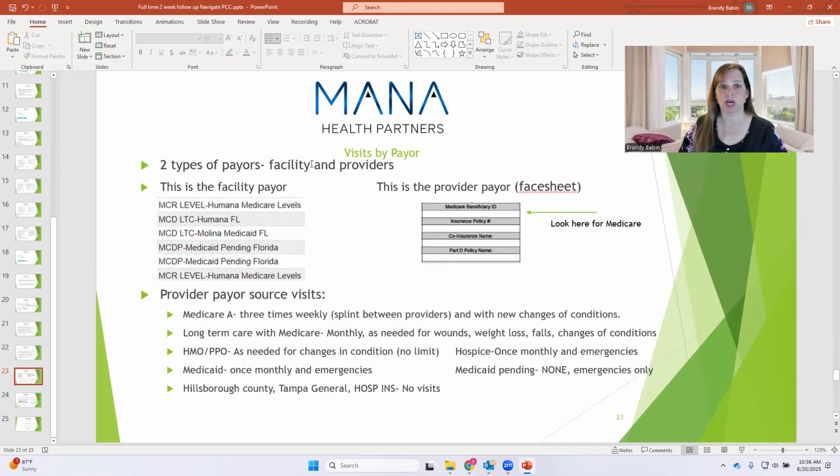Super important on this, visits by payer. There are two types of payers, and it used to be simple. I would tell you that this is the facility payer and this is the provider payer. So you're going to want to look at the Medicare beneficiary number. That's how you know if they have Medicare or not. Medicare A, Medicare B, that's their Medicare number. This is what they're getting paid for from the facility. That does not affect us.